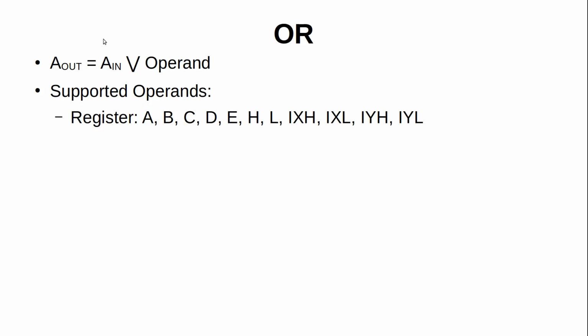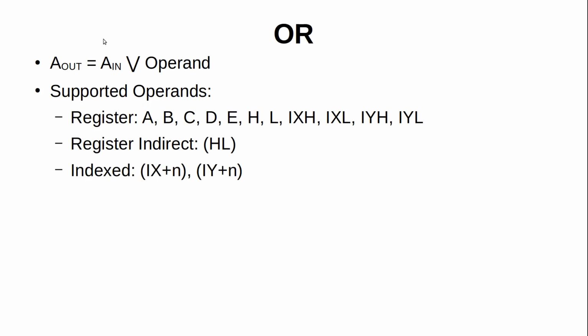You can OR with a value in memory by placing its address in HL and using register indirect addressing. Or you can use an offset from an address in one of the index registers. Finally, you can do an OR with an immediate value so that it is only in the code. This is generally used to set certain bits in A by having only those bits set in the immediate value.